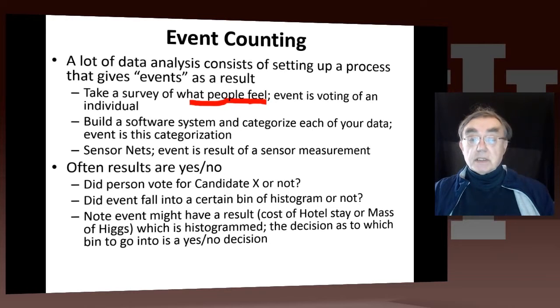Sometimes results are yes, no. They can, of course, be totally different. They can be red or blue, or in the case of the physics, they can be this is a pi meson of such and such momentum and such direction, and the quality of our understanding of this particle is X%. But sometimes they're just yes nos. Did the person vote for candidate X or not? Did the event fall into a certain bin of the histogram or not?